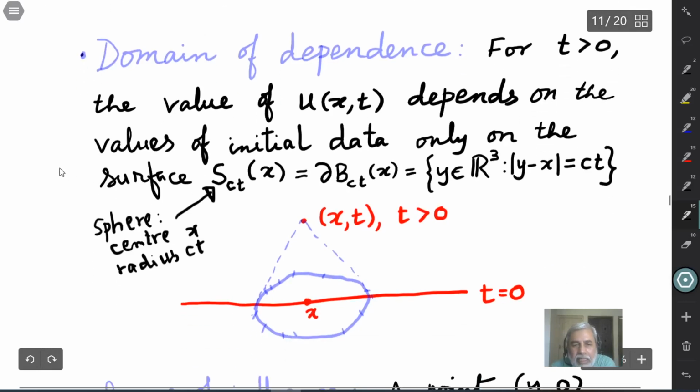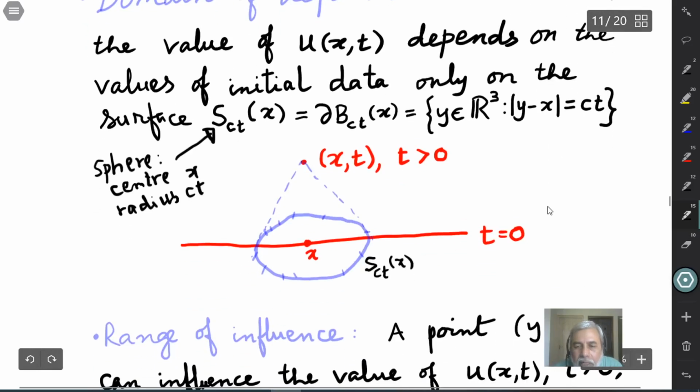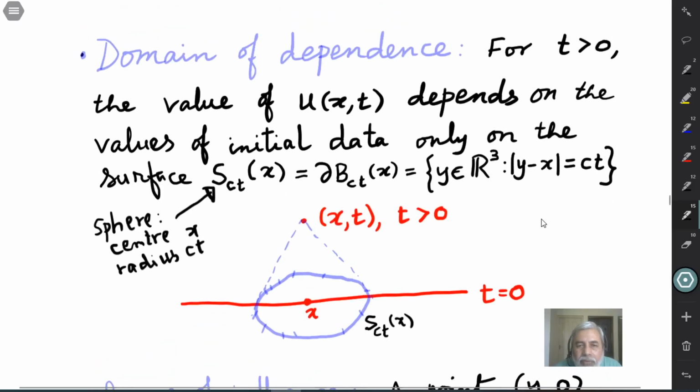So you can draw some pictures. This is the t equal to 0 plane, that is just the space, not a plane, so this is R3. If you take any t positive, the value here depends only on this sphere, the one in the blue color. So that's only the sphere, not the interior. That's important. Later on, we will see in n equal to 2 this is not the case; it depends on the entire ball. So this is the domain of dependence of this point (x,t), t positive.